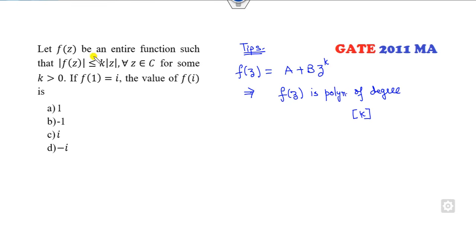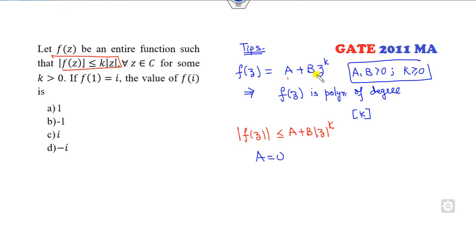Now if you compare this function, it's a modulus sign. So what is f of this? I can say this number is less than a plus b times modulus of k. Now if you compare this, a is my 0. In this case, a and b are both greater than 0. K must be greater than or equal to 0. Whenever this property holds, then f is a polynomial of degree the greatest integer.